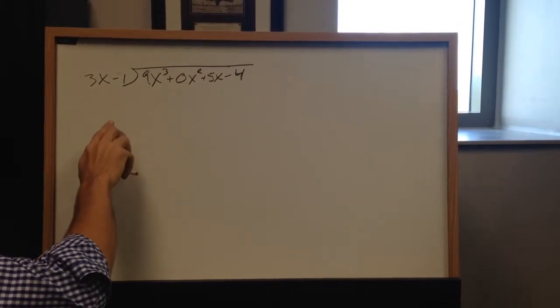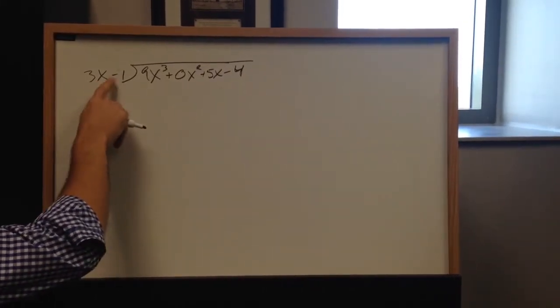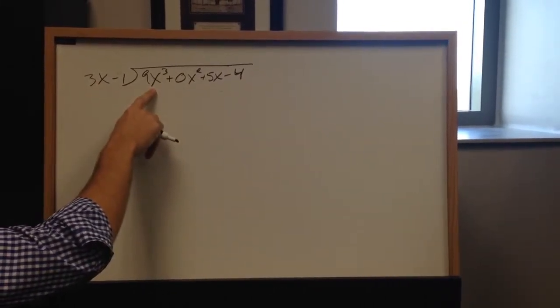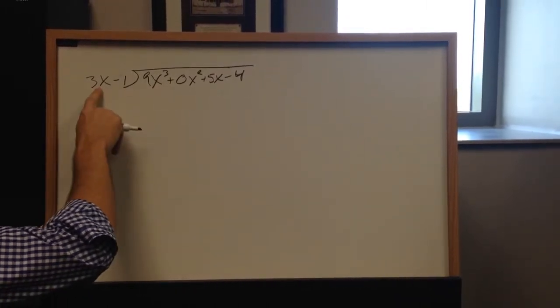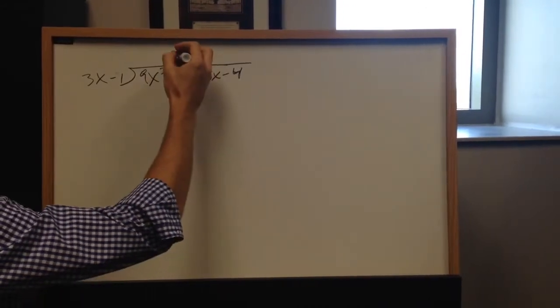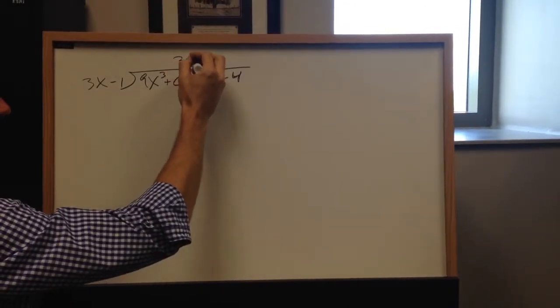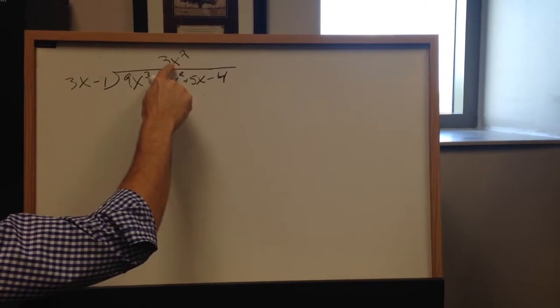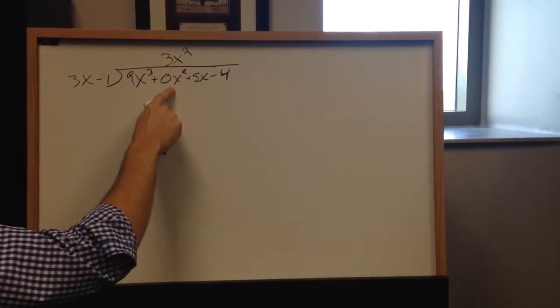The first question we ask ourselves is, how many times does 3x divide into 9x to the third? In other words, 3x times what equals 9x to the third? The answer being 3x squared. Notice I put this squared term over the other squared terms.